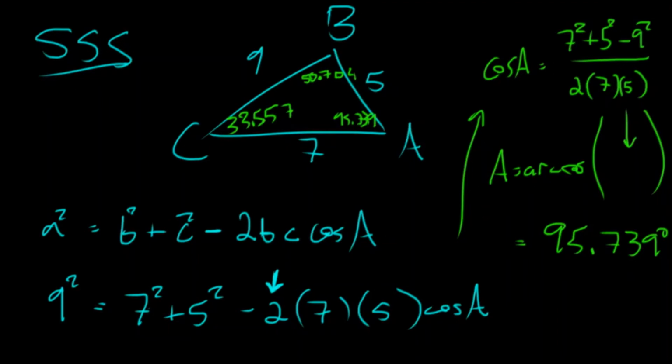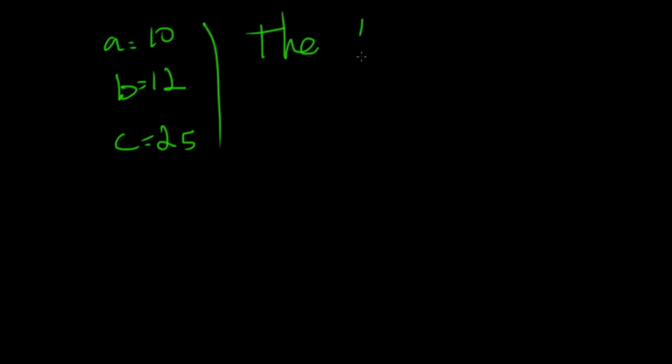All right, I got one last one for you. And this is my favorite one because it's super duper hard. All right, I have the problem where A is equal to 10, B is equal to 12, and C is equal to 25. Go ahead and do this problem. This one is just the worst. Just kidding.